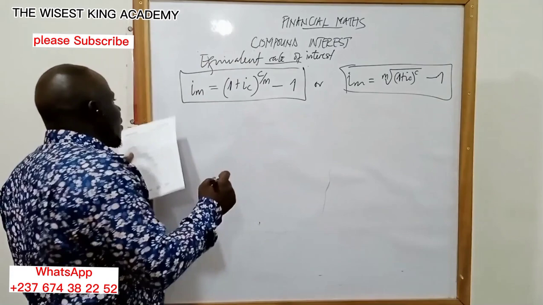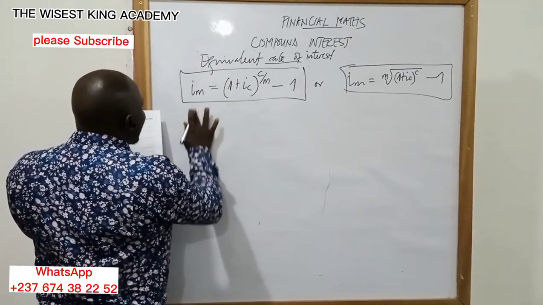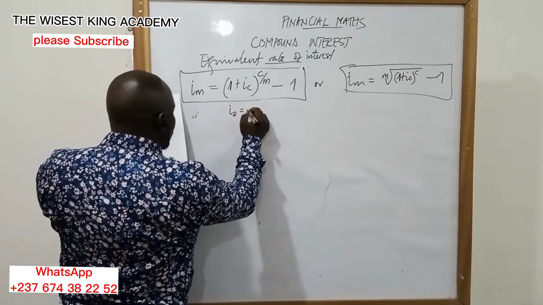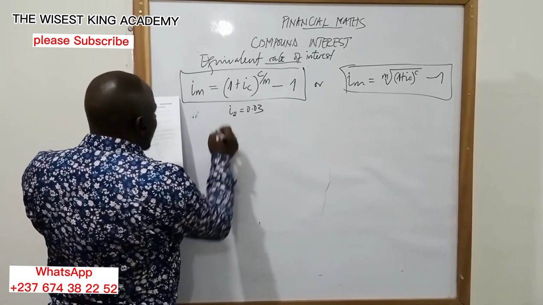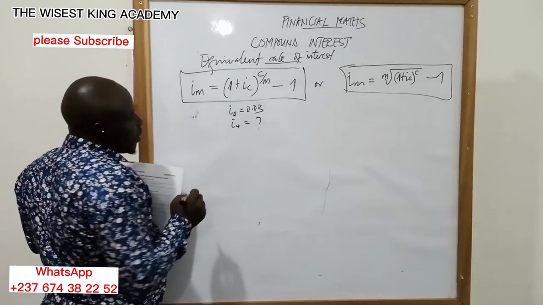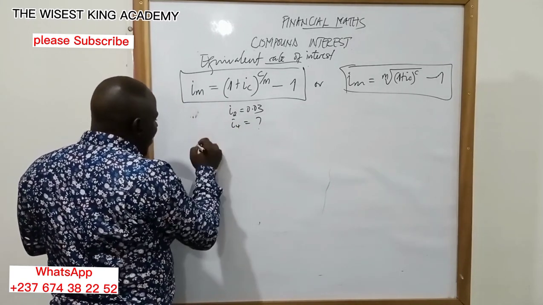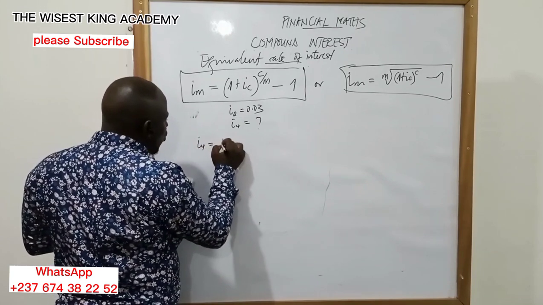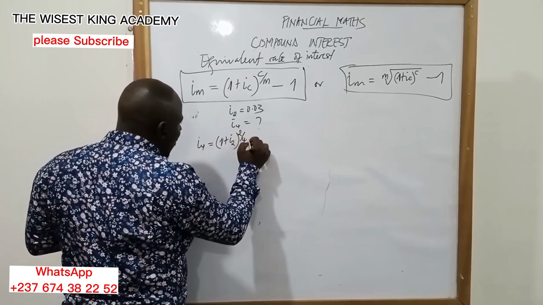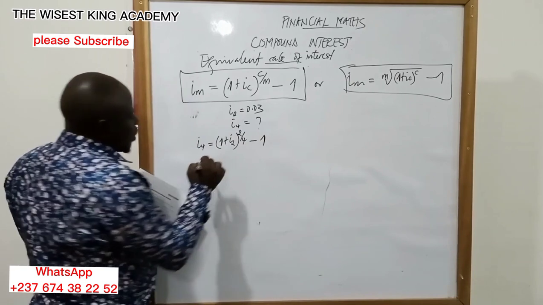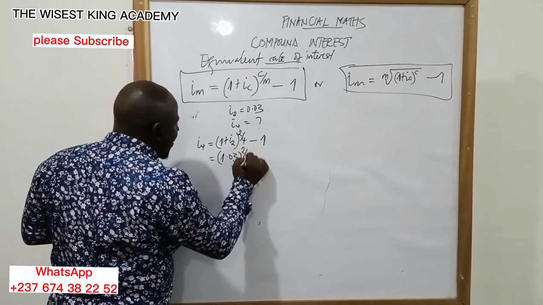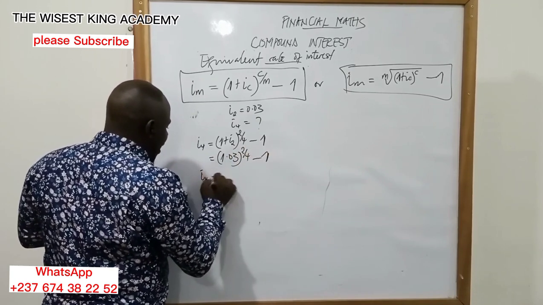So here, they have given i_2, which is 0.03. We need i_4. What is the quarterly rate equivalent to this? Let's use our formula. i_4 will be equal to (1 + i_2) raised to the power 2 divided by 4, minus 1. Very, very important. So this is equal to 1.03 raised to the power 2 divided by 4, minus 1. So what is i_4?